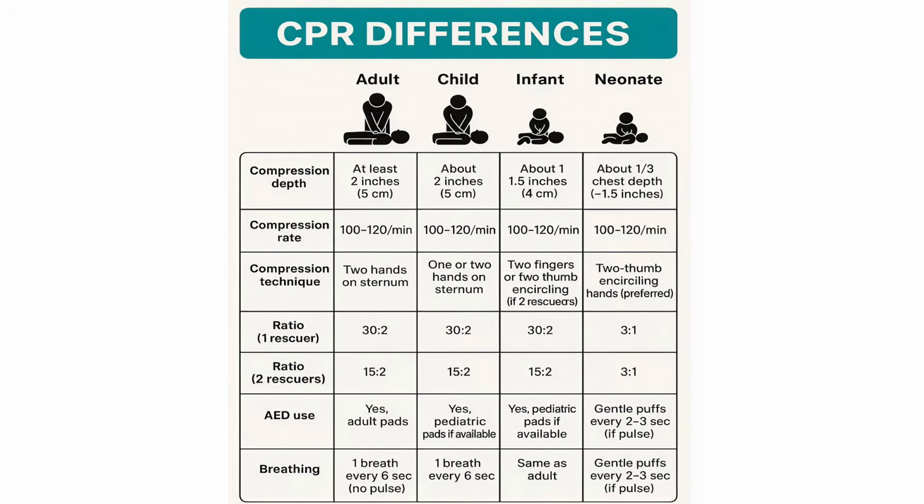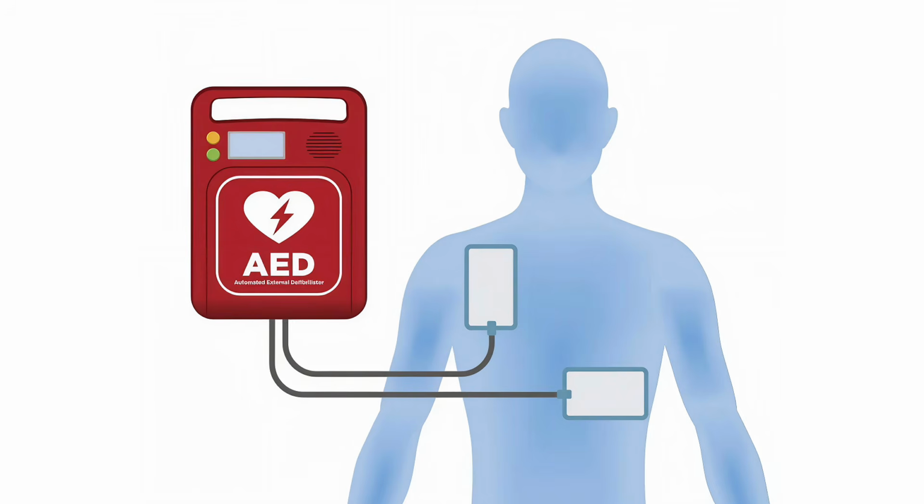The rate is 100 to 120 compressions per minute. The depth is 2 to 2.4 inches for adults. The ratio for an adult is always 30 compressions to 2 breaths for both 1 and 2 rescuers. For a child or infant, it's 30 to 2 for a single rescuer, but it changes to 15 to 2 for 2 rescuers. Your AED or automated external defibrillator is used for any patient who is unresponsive and pulseless.